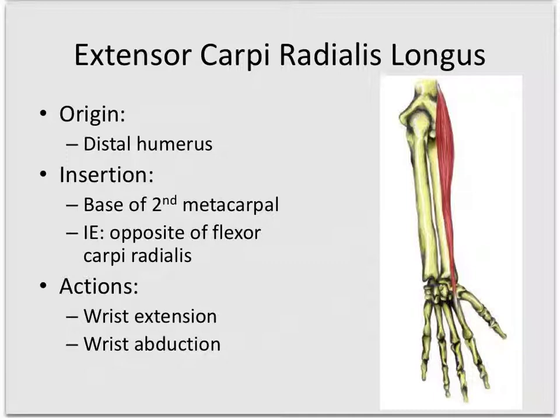Alright, and it goes down to the base of the second metacarpal, which is the exact opposite side of the flexor carpi radialis. It originates on the base of the second metacarpal too, but on the anterior side. So this one's on the posterior side. And just as the flexor carpi radialis causes wrist abduction, so does the extensor carpi radialis longus, because they both go on the radial side of the wrist. So it's a wrist extender as well as a wrist abductor.